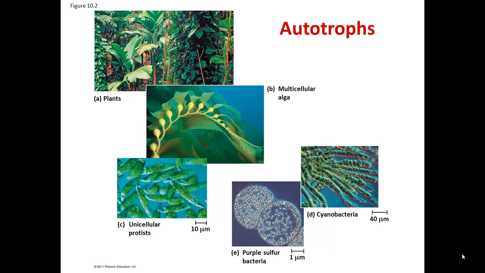So first, what is an autotroph? In short, an autotroph is an organism that can produce its own food. This is in contrast to a heterotroph, which is an organism that must consume its food from outside sources.